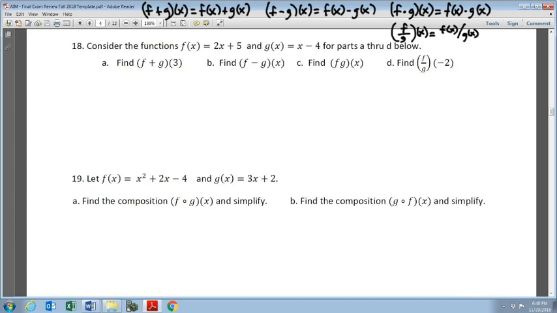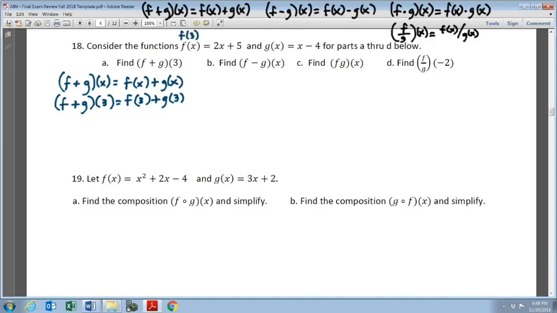So let's look at A. We know that f plus g of x is f of x plus g of x. Now in this case, our input is not x, it's 3. And so we're just going to replace all these x's with 3's. So f plus g of 3 just means f of 3 plus g of 3. Well, we know how to find f of 3. We just plug 3 into the f function. It'll be 2 times 3 plus 5, and that's going to be 11.